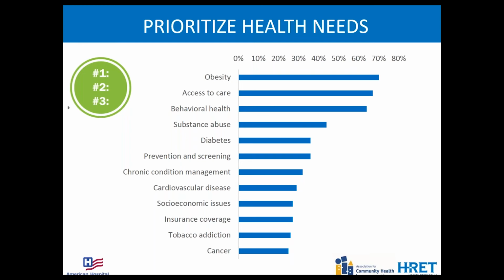I don't think any of this would be particularly surprising to you. Obesity is, of course, at the top, followed by access to care and behavioral health and substance abuse. And we have done this with the rest of the sample of about 3,000 of them and get essentially the same answers. And I don't suspect any great differences in the 2016 one.